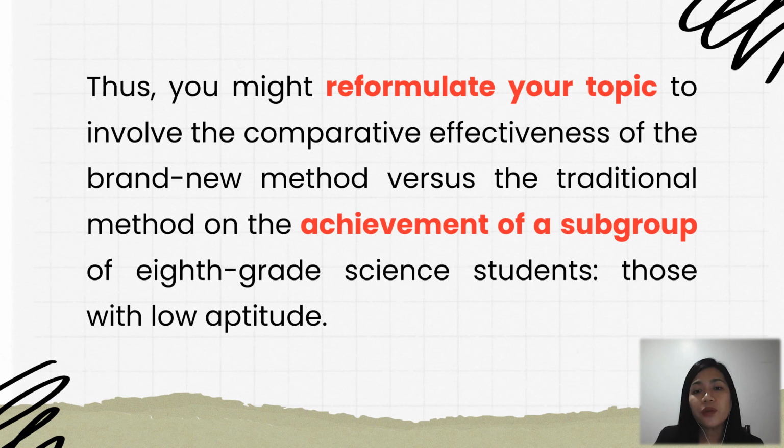Thus, you might reformulate your topic to involve the comparative effectiveness of the brand new method versus the traditional method on the achievement of the subgroup of 8th grade science students, especially those low in aptitude. As our professor has always been emphasizing, upon reading your literature review, there would be tendencies of reformulating, restructuring, or revising your research problem, depending on the literature that you are reading.